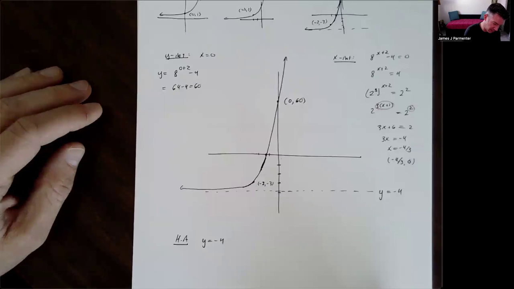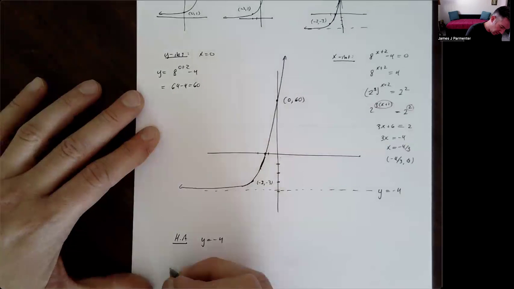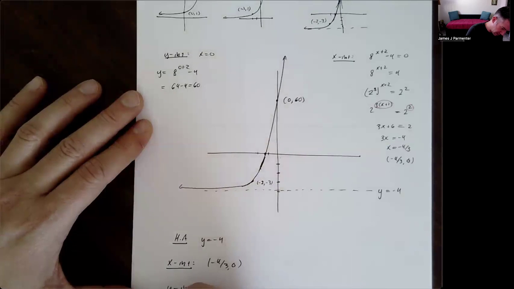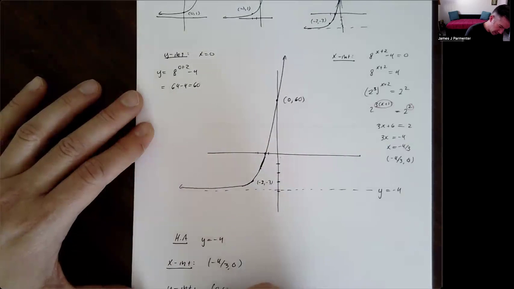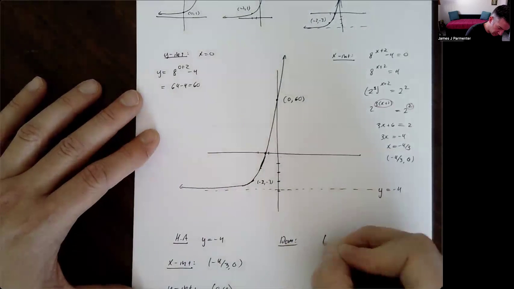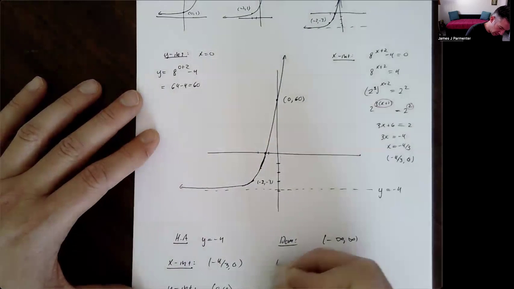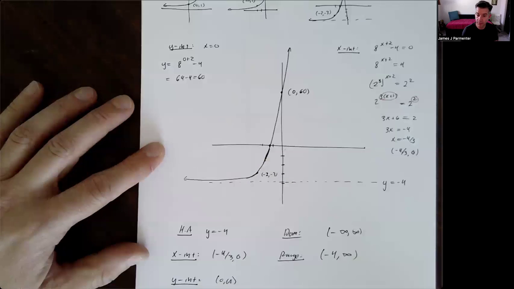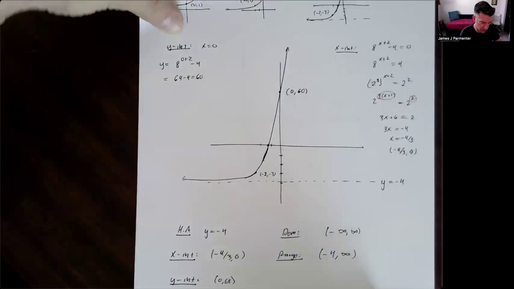So let's just write down all the things. My horizontal asymptote is y equals 4. My x-intercept is negative 4 thirds, comma 0. My y-intercept is 0, comma 60. And domain, as usual, all real numbers. Range, we're going as low as almost negative 4 to as high as you want. Cool. All right, a few more examples.